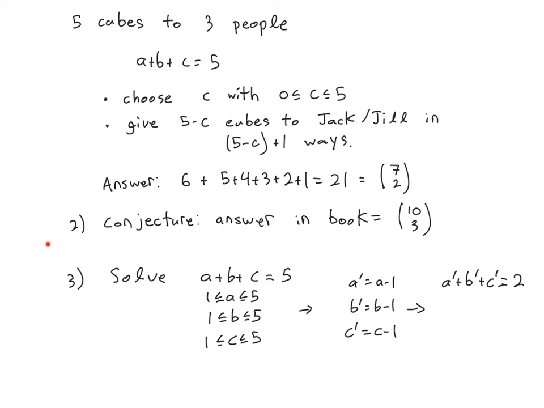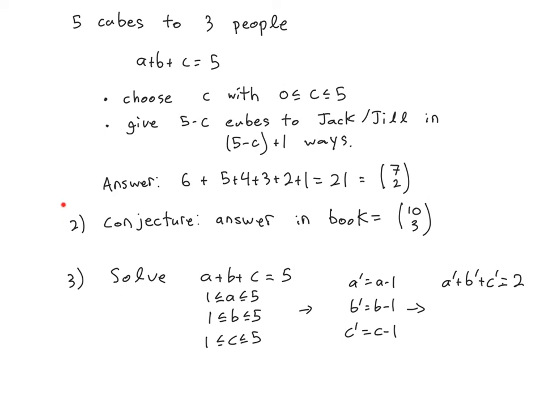Problem 2 in the investigate activity is conjecturing how many ways there are to distribute 7 cubes to 4 people. The book actually proceeds to answer that by changing the problem. The answer ends up being 10 choose 3.